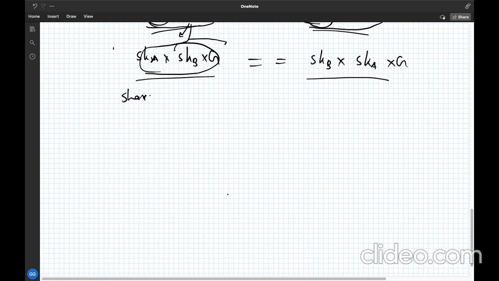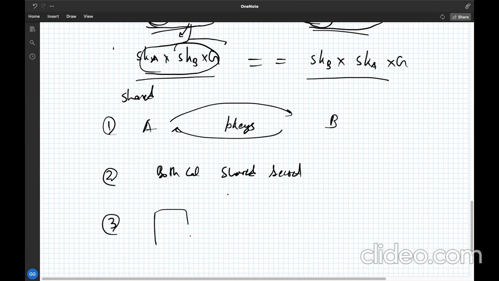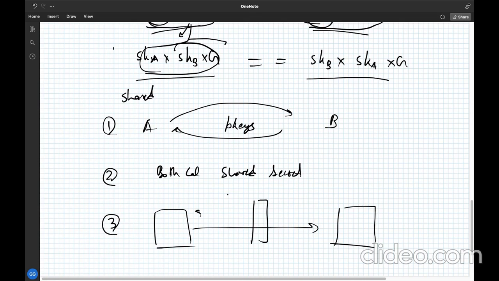So now what will happen? The steps will be: A and B exchange the public keys. Step 2, both calculate the shared secret on their side, and in the third step, they can start sending the data to each other via an insecure channel, because they have the shared secret which acts as a symmetric key on either side. That's it.